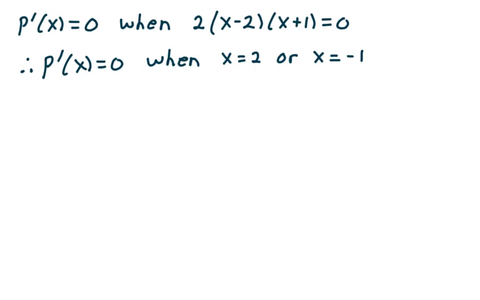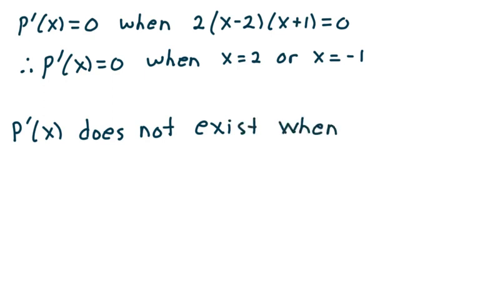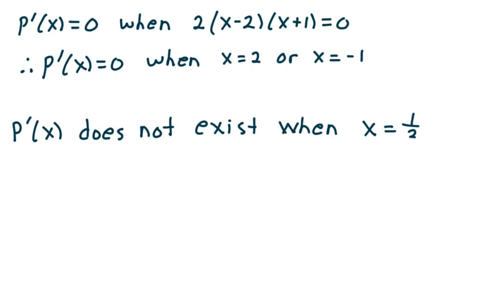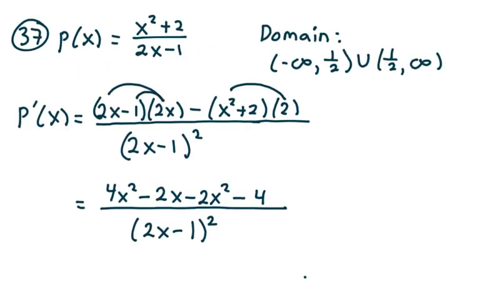Now, this is the one that's interesting. P prime of x does not exist when x equals a half. But we need to check something here. Now, when x is 2 or x is negative 1, notice that both of those numbers lie in the domain of the function. Okay? But when x is a half, notice that it's not in the domain of the function. And so therefore x equal half cannot be a critical number.